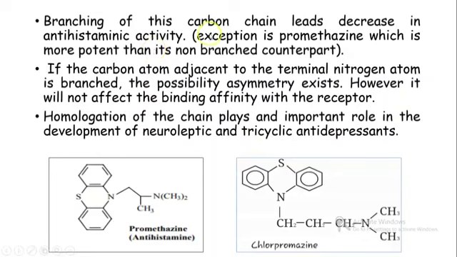The branching of this carbon chain leads to a decrease in antihistaminic activity. If the carbon atom adjacent to the terminal nitrogen atom is branched, the possibility of asymmetry exists. However, it will not affect the binding affinity with the receptor. Finally, the homologation of the chain plays an important role in the development of neuroleptics and tricyclic antidepressants. The example for neuroleptic is chlorpromazine.